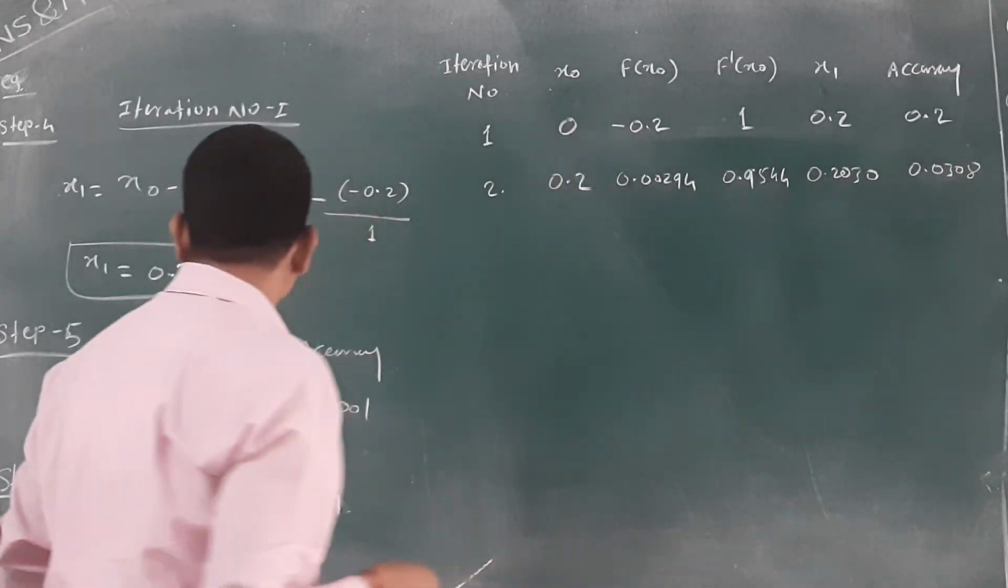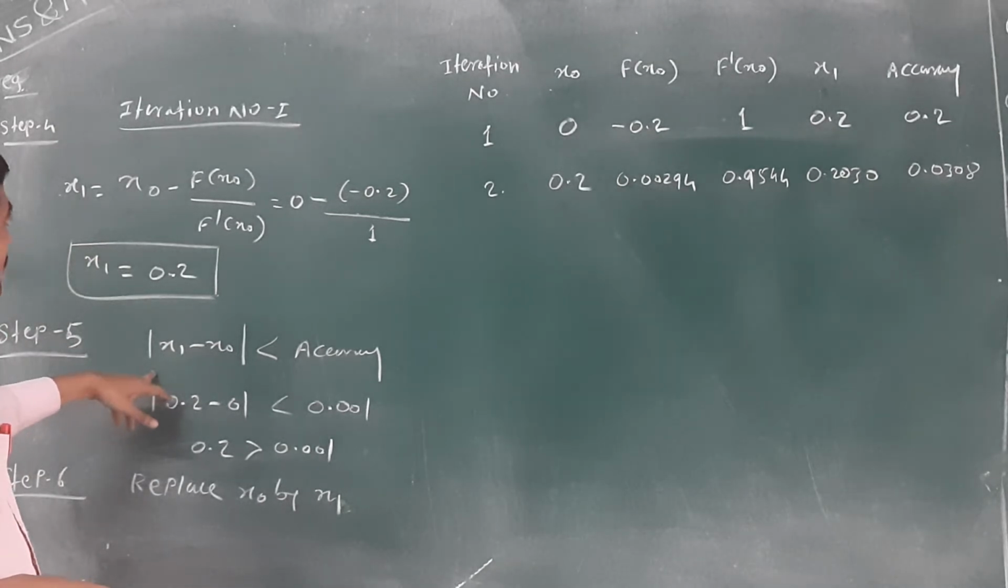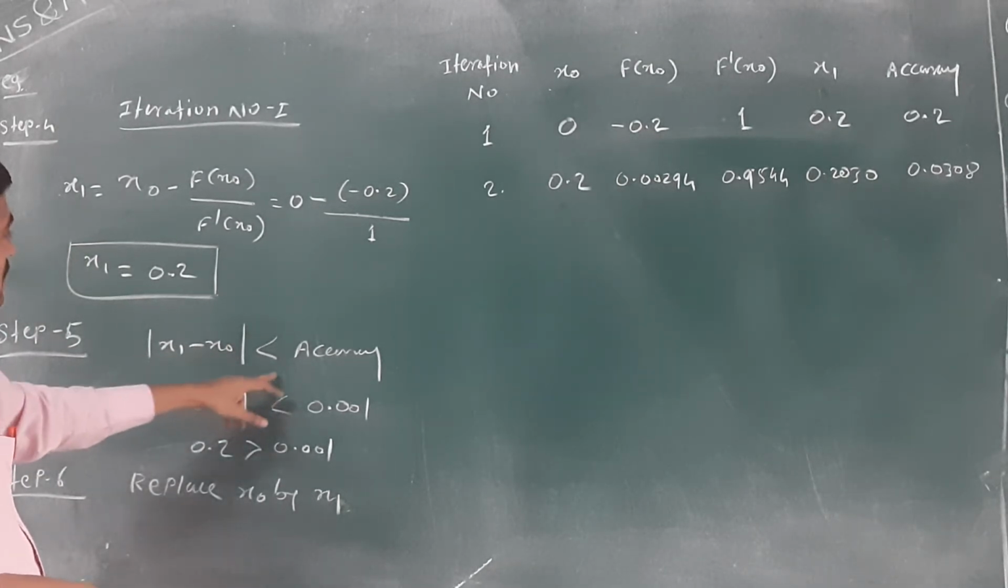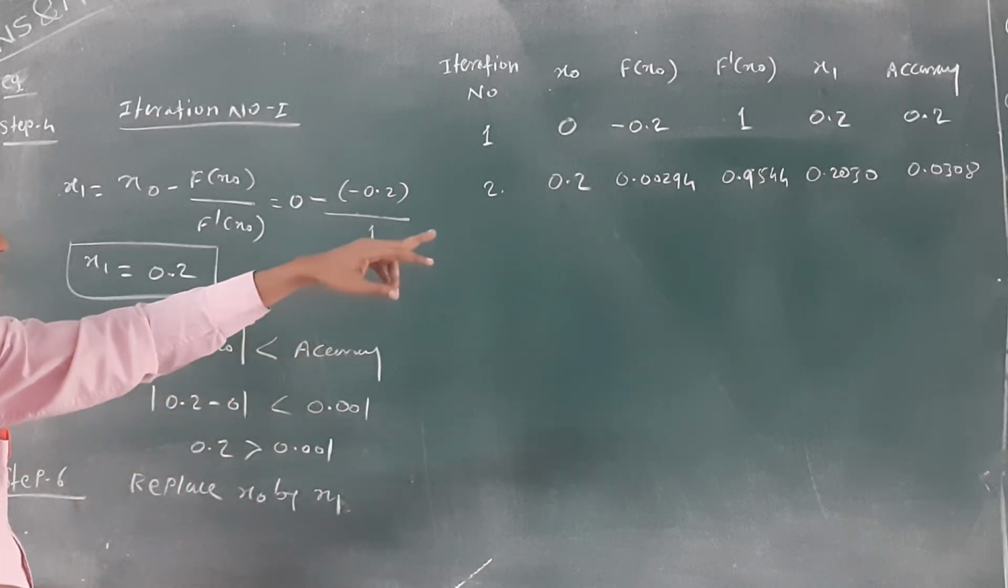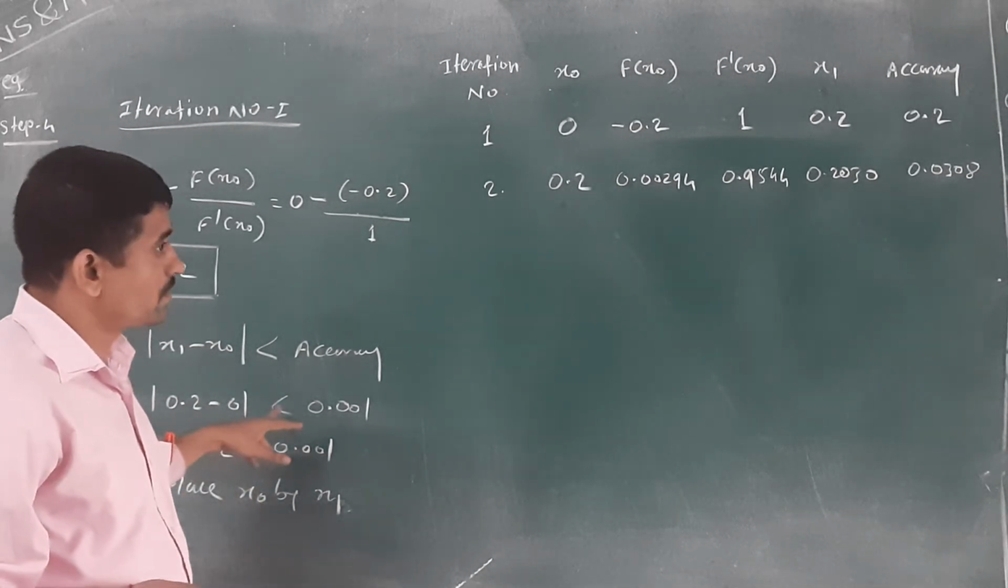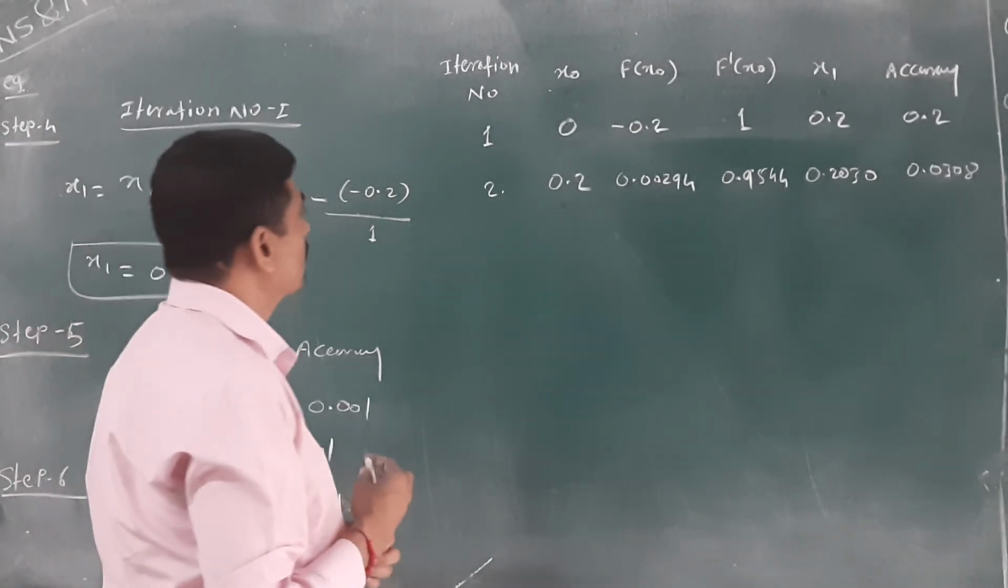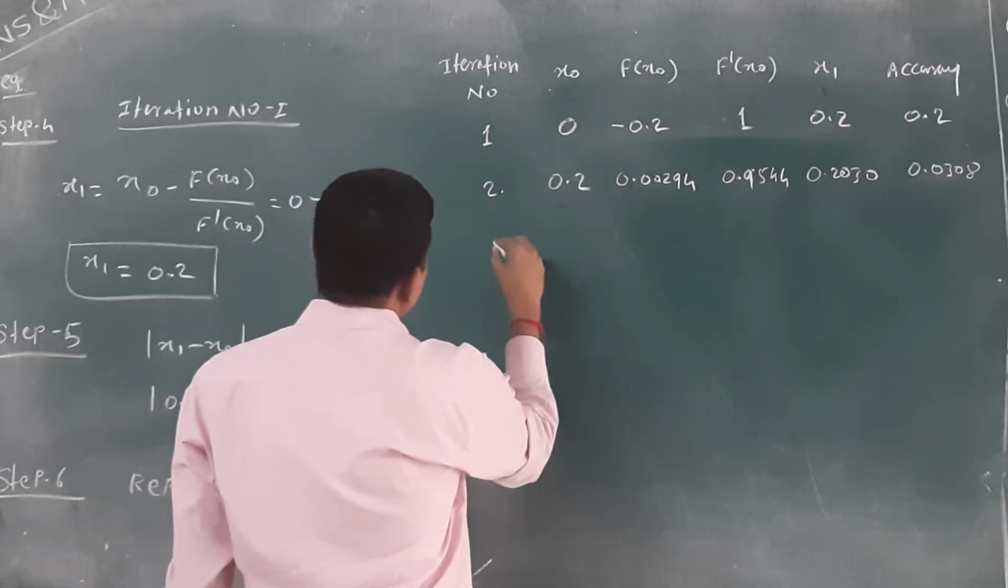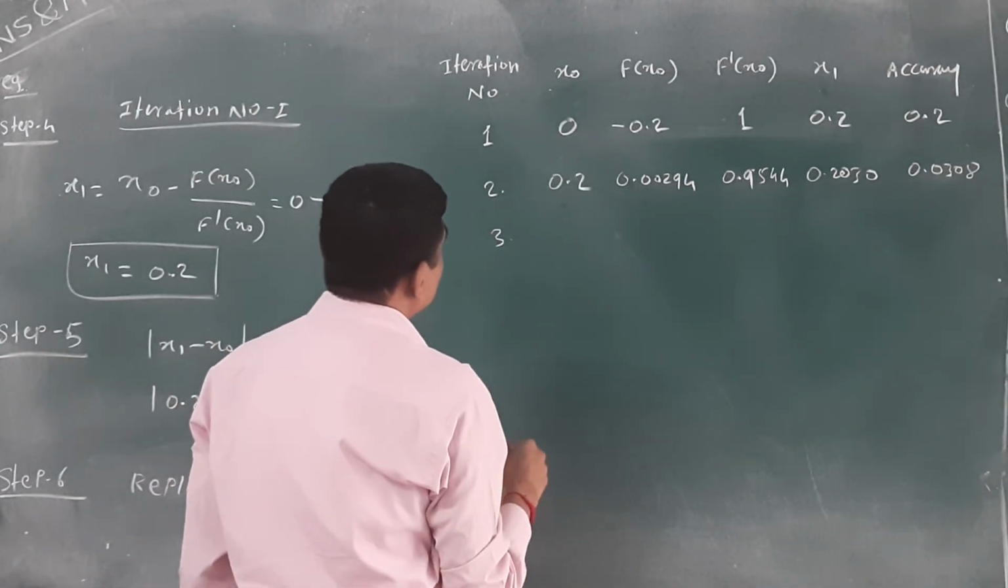How to calculate the accuracy? With the help of step number 5. Again here you get x2 minus x1 is less than the accuracy. If you calculate x2 minus x1, then again you will get 0.0308.